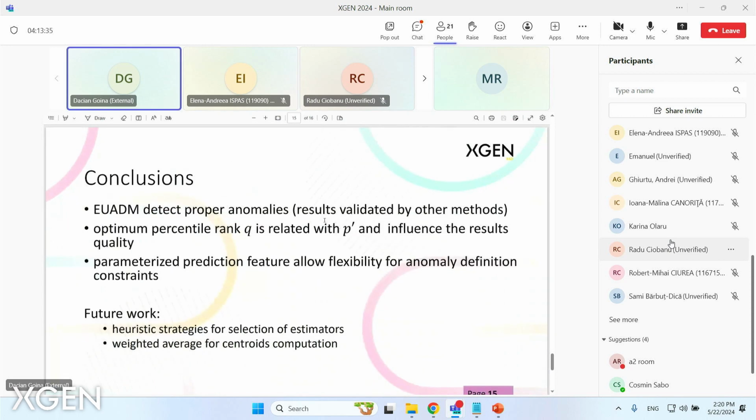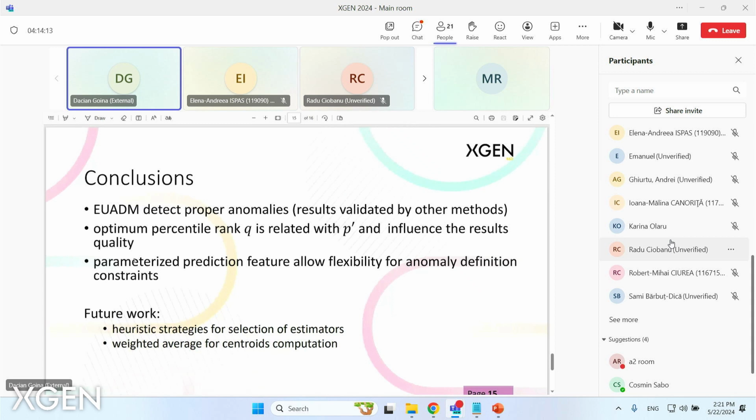Okay, and as conclusions, well, the proposed methods detect the proper anomalies. Again, I checked with other models to intersect the results. The optimum percentile rank is related to the P prime parameter, to how many anomalies are used to train the model. And also this parameterized prediction component allows the model to be, let's say, more flexible, to control how strictly to be related to anomalies.